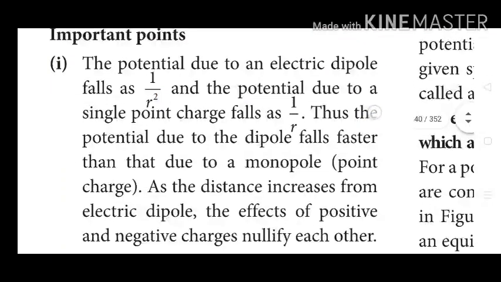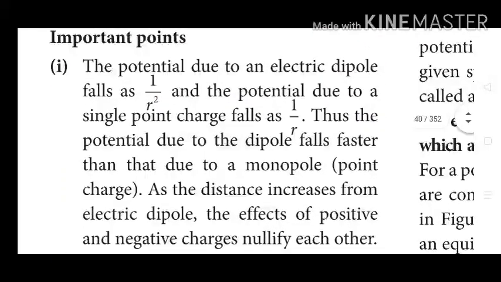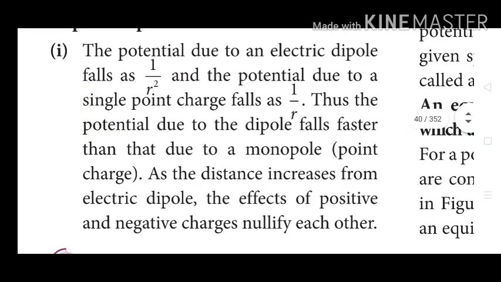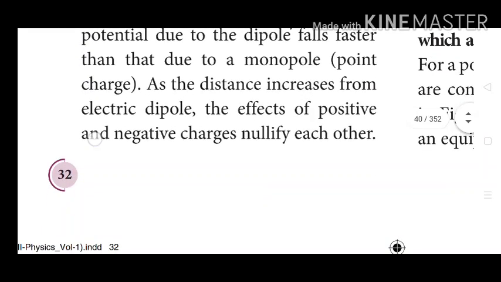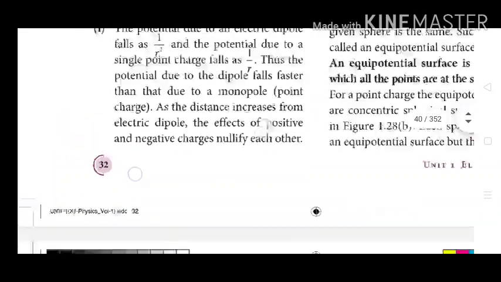Now, important points. The potential due to an electric dipole falls as 1 by r square, and the potential due to a single point charge falls as 1 by r. See, children, the difference between a point charge and a dipole. Thus the potential due to a dipole falls faster than that due to a monopole, a point charge. As the distance increases from the electric dipole, the effects of the positive and negative charges nullify each other.